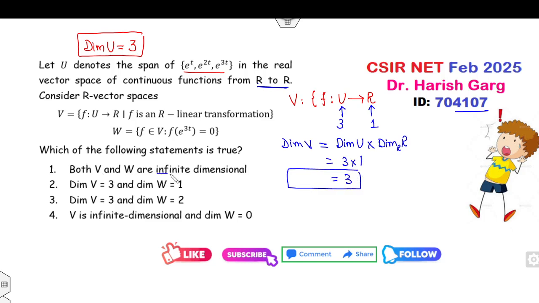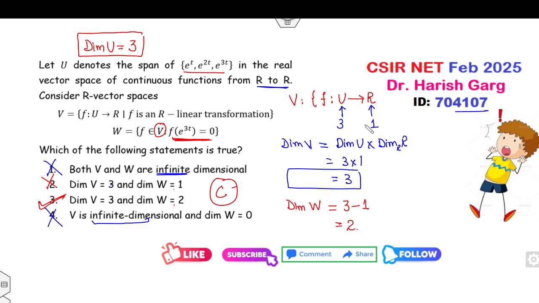So V is infinite dimensional. That's wrong. Dimension of the V is 3, fine. Now dimension of the W. W is the collection of all those elements of the V. So dimension of the V is 3. There is only one condition. So you can subtract one. So that will be 2, which is the right answer of this problem. So C is my right answer.